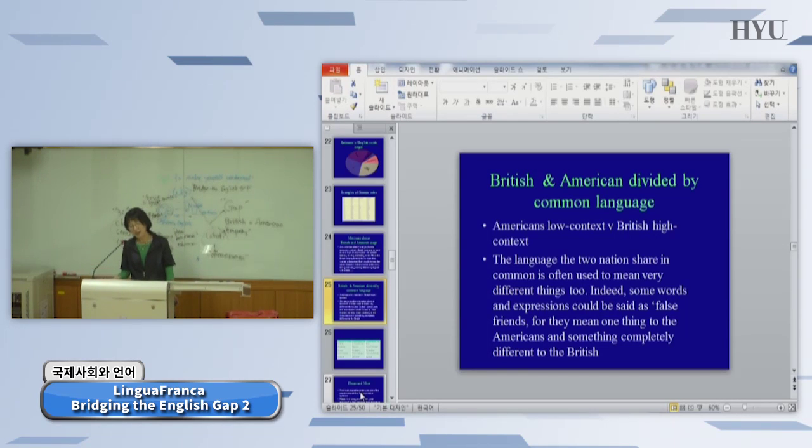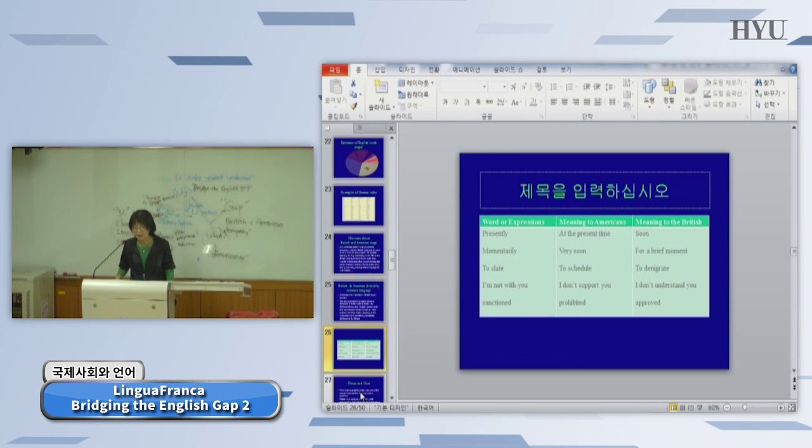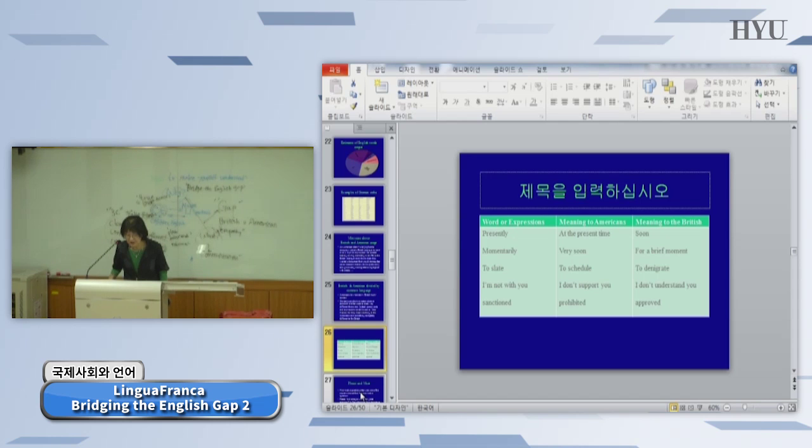So American and British English share a language in common, but often use words to mean very different things. So indeed, some words and expressions could be called false friends, as they mean one thing to the Americans, and something completely different to the British. So these are some examples of words and expressions whose meaning to Americans and to British is different.